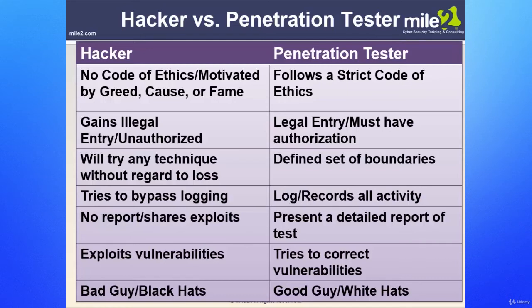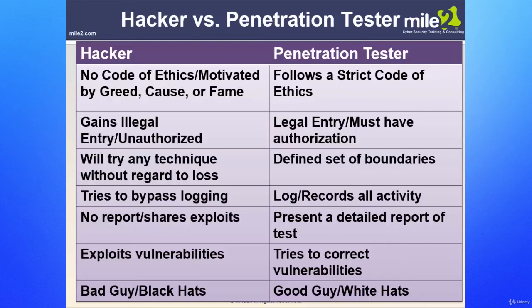And such. So depending on what their cause is to do that. Now, the penetration tester here obviously will follow a strict code of ethics. The hacker will gain illegal, unauthorized entry, where the penetration tester has to have legal entry, must have authorization in writing even, right?